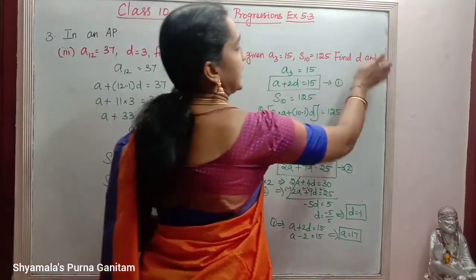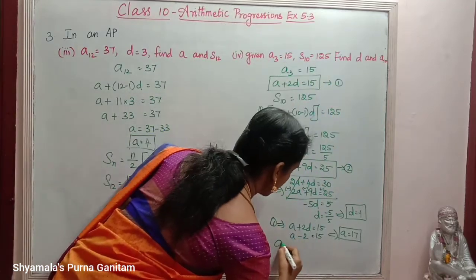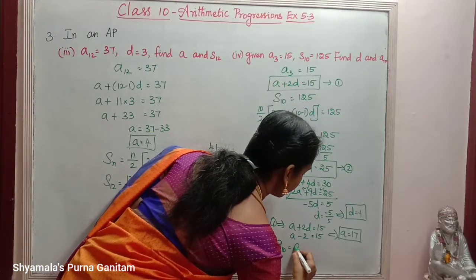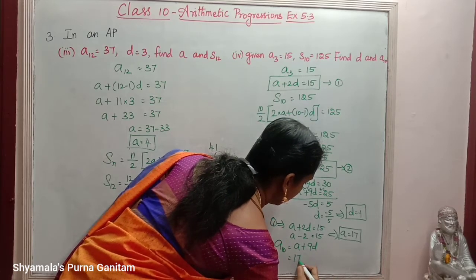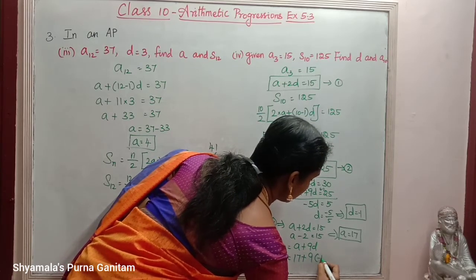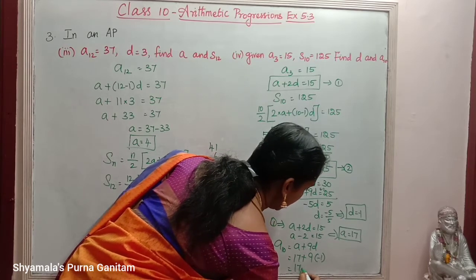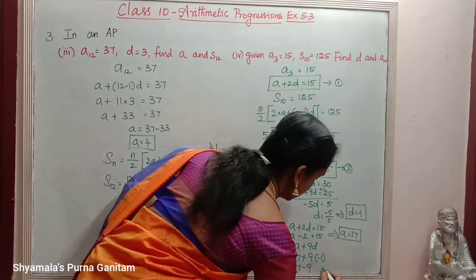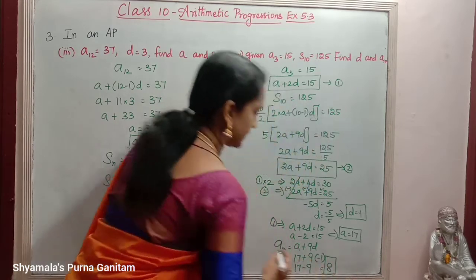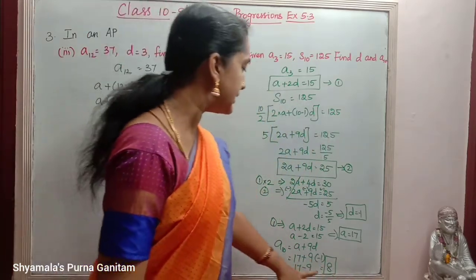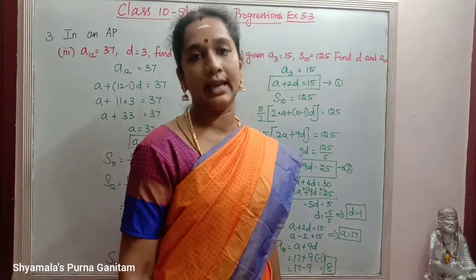Now A10 we need to find. A10 is equal to A plus 9D. A is 17 plus 9 into minus 1. So 17 minus 9 is equal to 8. So A10 is 8. We were asked to find A10. A10 value is 8. Okay.